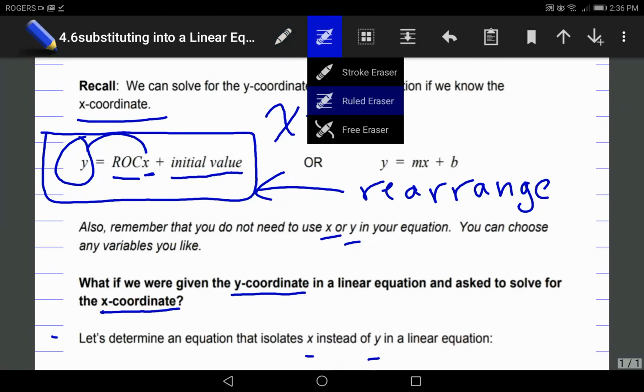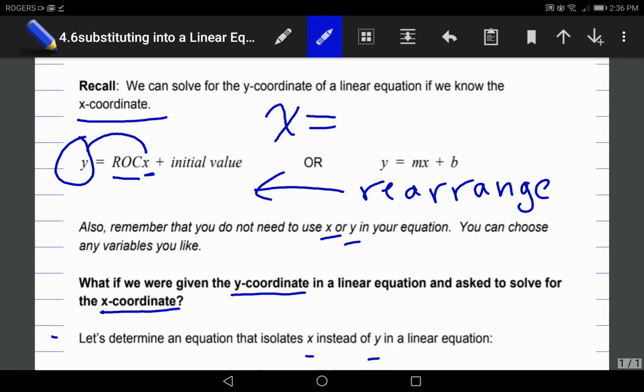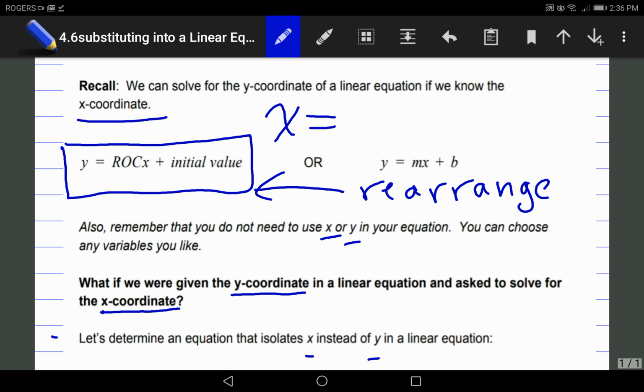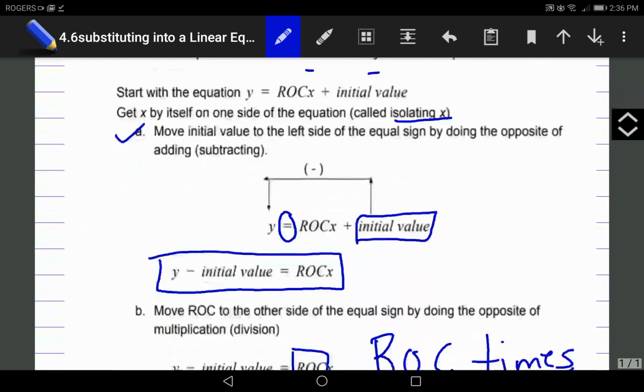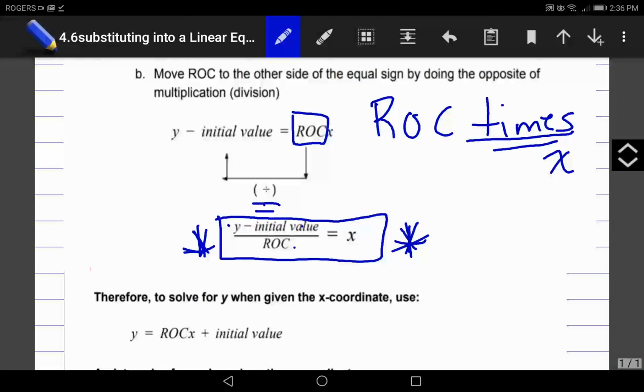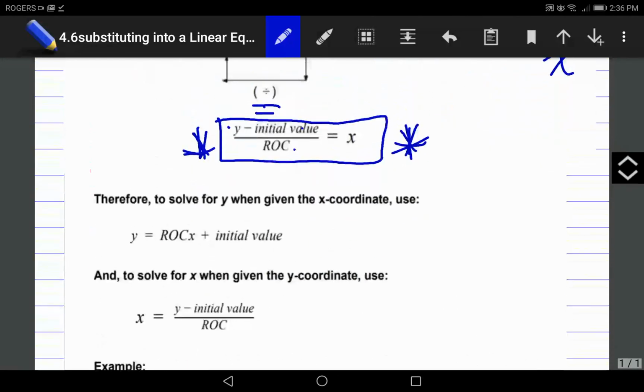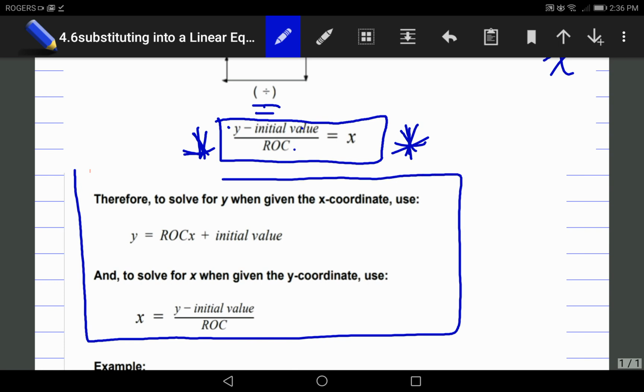Let's just erase what we have here. Okay, just to clean things up a little bit. We're going to be using this equation here to solve for y when we have x. And we are going to use this equation down here to solve for x when we are given y. All right, so we'll be able to solve for either or. Okay, so let's put a big box around these two equations. Okay, these are the two equations we're going to use throughout this lesson.